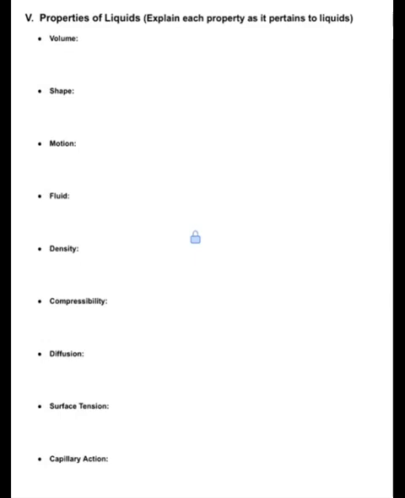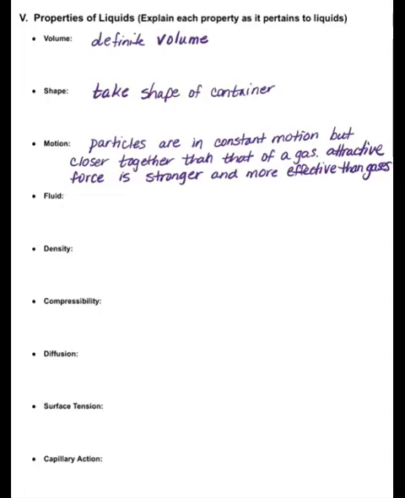So let's go ahead and start filling in a couple of our notes here. Okay, so let's go ahead and get these notes put in. Remember, it has a definite volume. It takes the shape of the container, and the particles are in constant motion. But again, you got to realize that they are closer together than that of the gases, and the attractive forces between the liquid particles are greater or stronger and more effective than that of gases. So pause and get those down, and then go ahead and start back up.